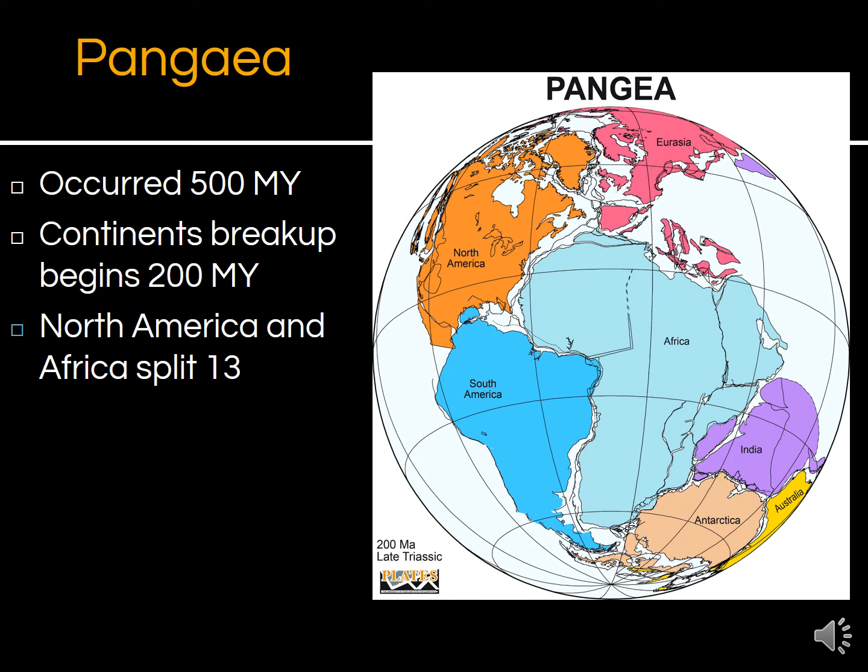Well, let's go back to Pangea first. It occurred over 500 million years ago that we were all together. Continents broke up at least 200 million years ago. North America split about 13. Okay, so none of us lived that long, so we really don't fully know, but this is a theory, so it has not been proven wrong yet.